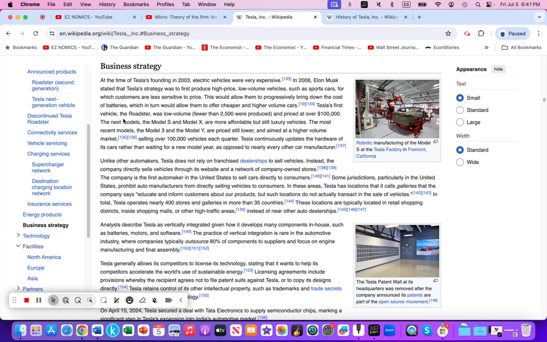Tesla's first vehicle was the Roadster, low volume, only 2,500 were produced, that was the quantity, and it was priced at over $100,000. And over time, they now offer the Model S, the Model X, the Model 3, and the Model Y. And as they're able to increase output, achieving 100,000 cars produced per quarter, every 3 months, they can reduce costs on average and lower price and achieve what we call economies of scale.